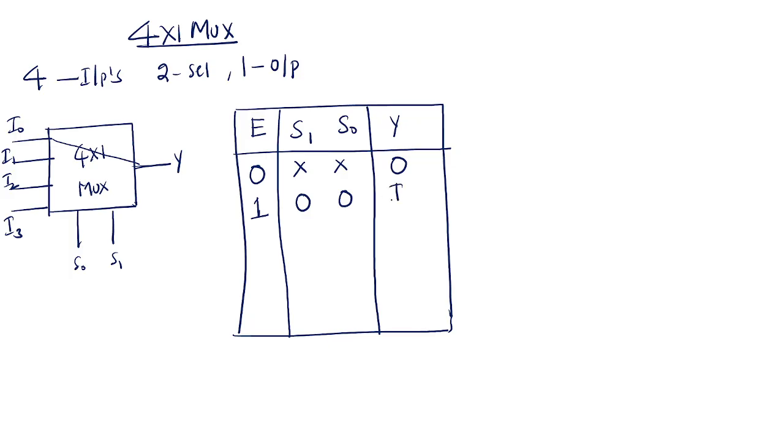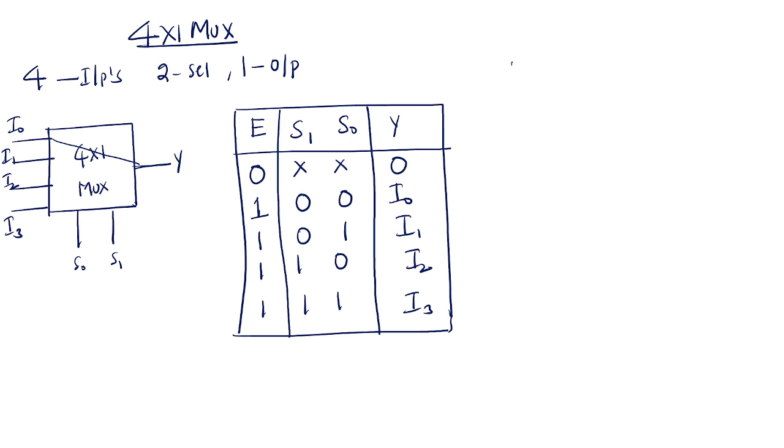So this is I0. And when it is 1, 0, it is I1; 1, 1, 0 is I2; and 1, 1, 1 is I3. Okay, so here you can draw the logic circuit.